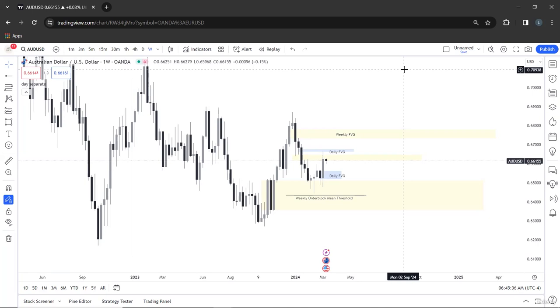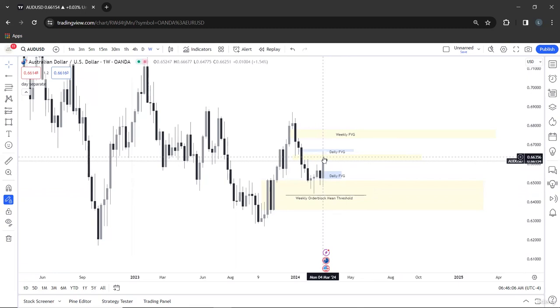I would start with a top-down analysis. This is an Aussie dollar weekly chart. That's where I'll be starting. Right away, you've seen I've marked my levels of liquidity, a weekly fair value gap right there, a weekly order block, the main threshold respected by price. We headed up and swept this buy side right there.